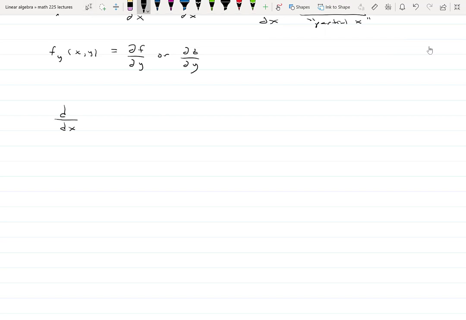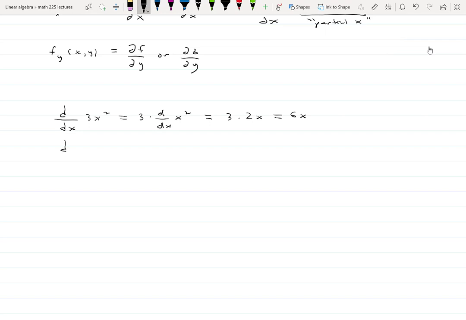In Calc 1, d/dx means the ordinary derivative, regular old derivative. So the derivative of 3x squared, we know is 6x. But it's really 3 times the derivative with respect to x of x squared. Remember, constants can be factored out of the differentiation symbol, and this is just 3 times 2x or 6x. We hardly ever think about it that way. We just imagine bringing the 2 down as an exponent and multiplying by 3. But this is technically what's happening.